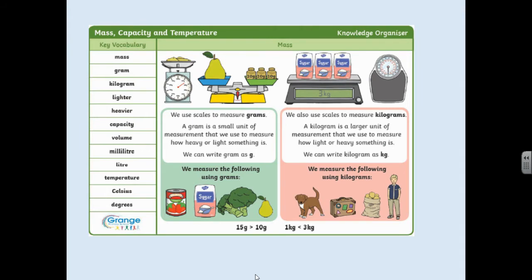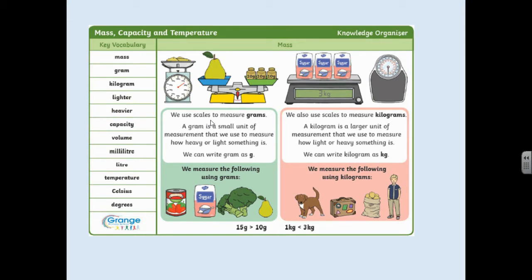Right, as we have been doing a lot of work on mass, capacity and temperature, we are going to recap what we have learned so far looking at this knowledge organizer. We have come across this key vocabulary throughout the 2 weeks: mass, gram, kilogram, lighter, heavier, capacity, volume, milliliter, liter, temperature, Celsius and degrees.